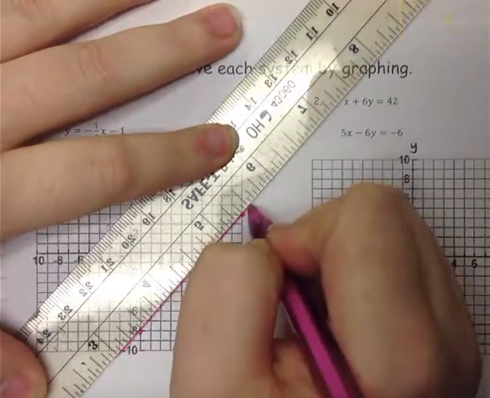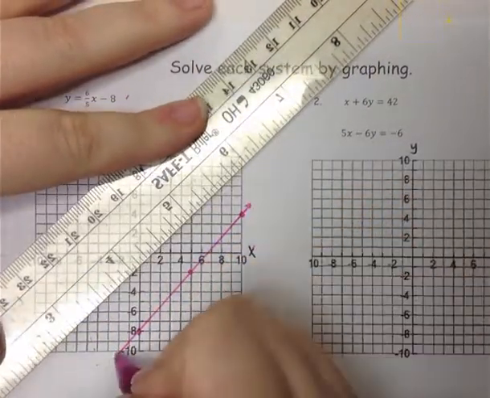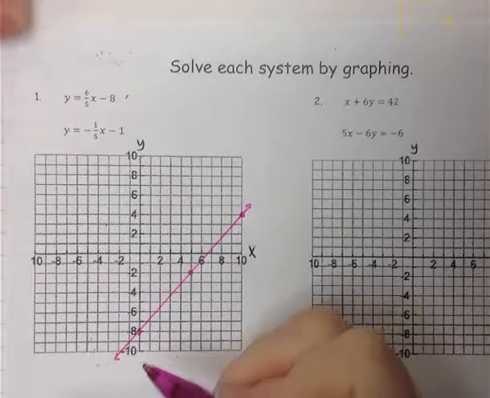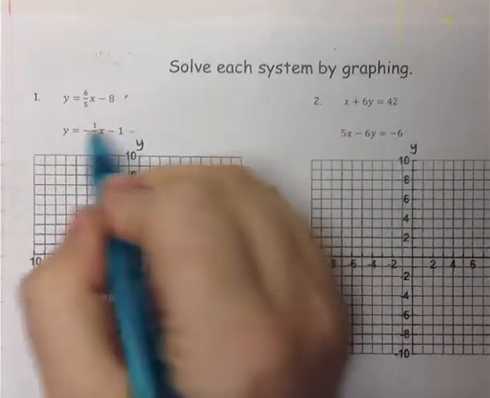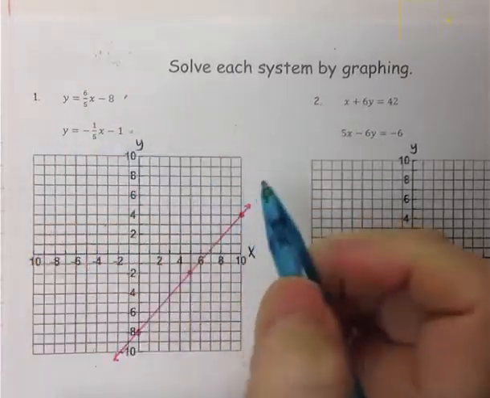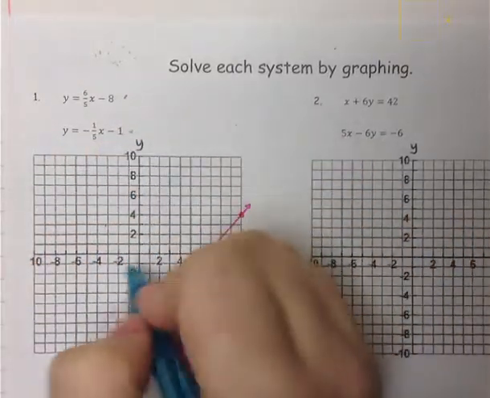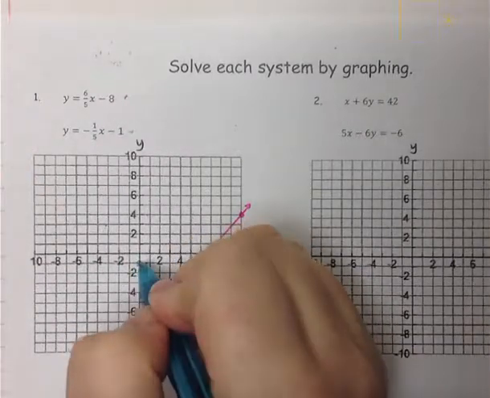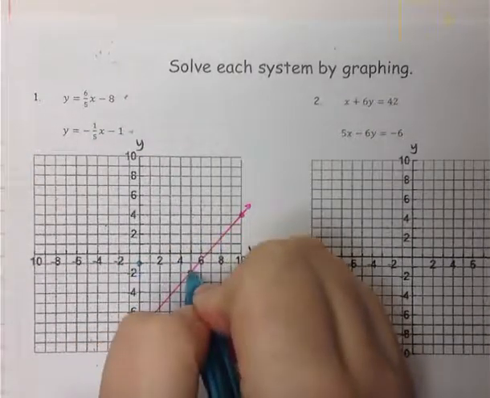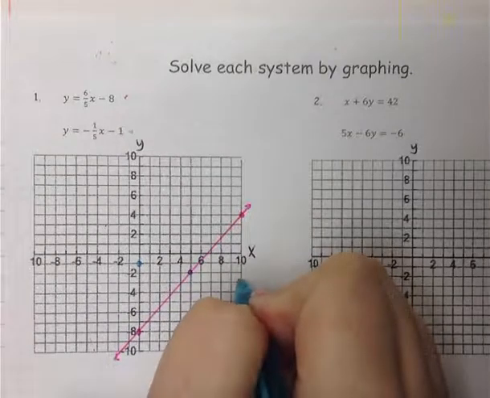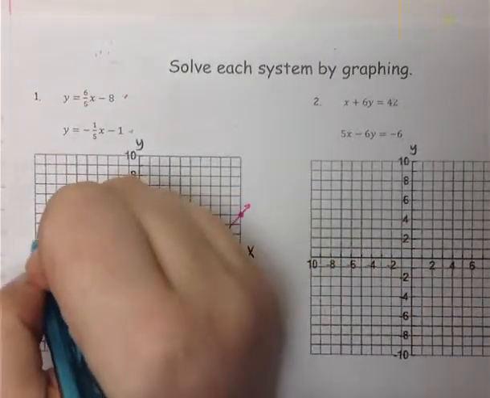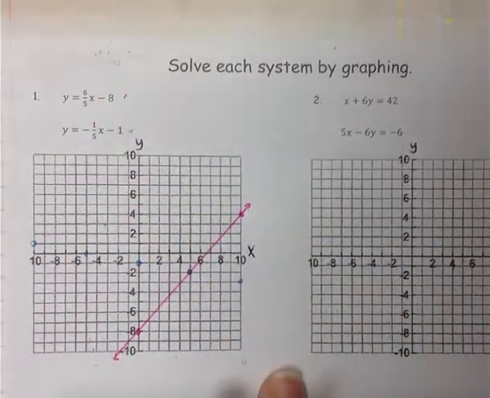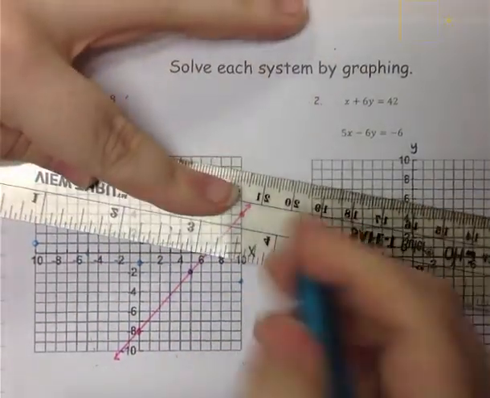Now, this is a line, so it does go on forever, so I'm going to put arrows on them. And then I'm going to graph my second one in blue. So we have also a line, and it is in slope-intercept form. My y-intercept is -1, my slope is -1/5, so down 1, right 5, down 1, right 5, up 1, left 5, up 1, left 5. I do want to graph the entire line, not just the coordinates.